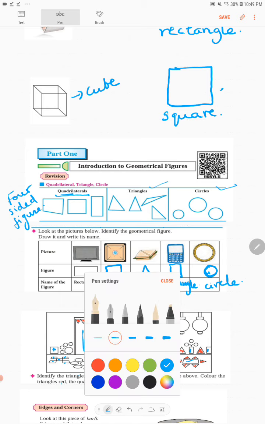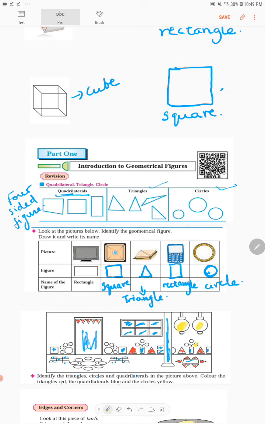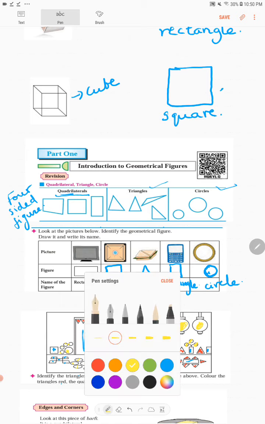All the circles with yellow. Now my colors won't be looking so neat. You can color it neatly. Okay, here the quadrilaterals are still remaining. So this way you have to complete this exercise.